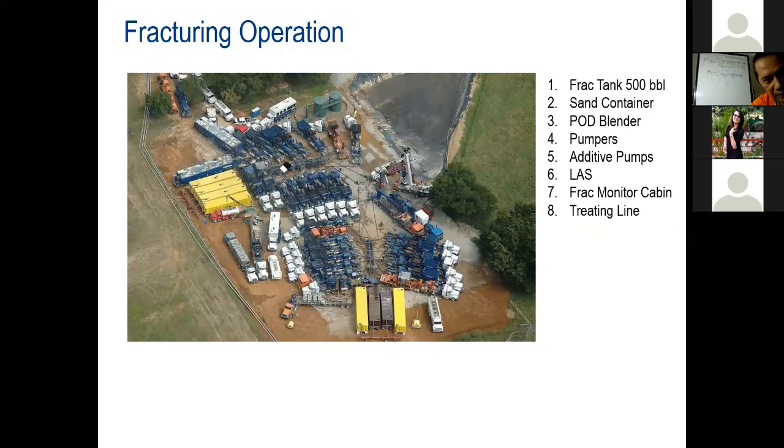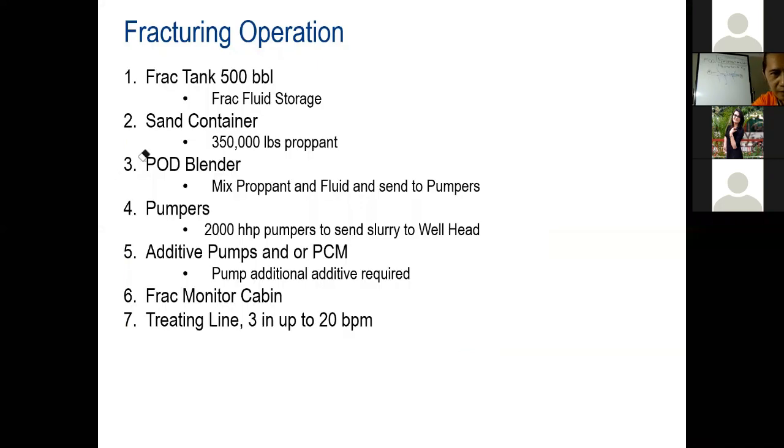They are mixed in the blender. From the blender, they are sent to the line, and then the pumpers, this is all the pumpers, will send it with high pressure and high rate to the wellhead, and this is the wellhead somewhere here, right? Because we are pumping at a high rate, we crack the rock and then fill it with this fracturing fluid and proppant, right? So there is a blender.